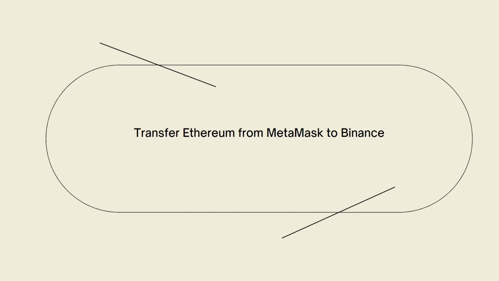In MetaMask, click on the send button, and paste the Binance deposit address you've copied earlier into the recipient address field. Now you need to specify the transfer amount. Enter the amount of Ethereum you want to transfer to Binance in the amount field. Double check the amount to ensure accuracy.